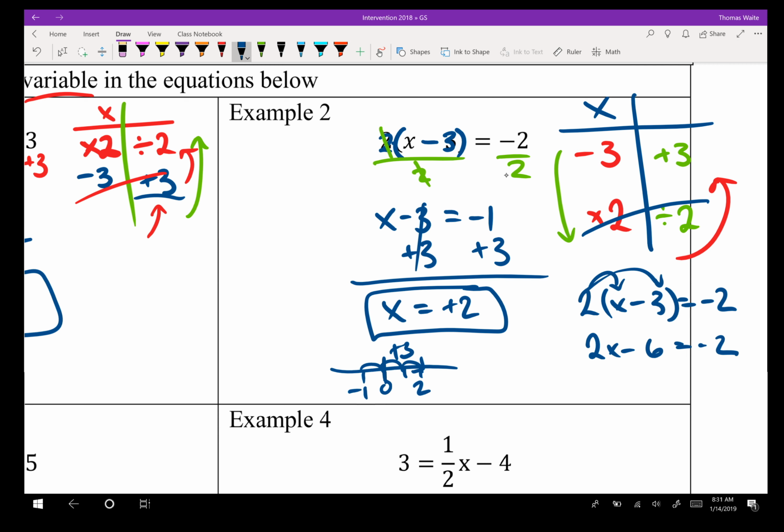And then I'm going to look at this and say, well, first I have this negative 6 I need to get rid of, then I need to get rid of this 2. If I solve it out, plus 6 to undo that, it's going to be a positive 4, divide by 2, x equals 2. Doesn't matter which way we do it, you'll get the same thing.